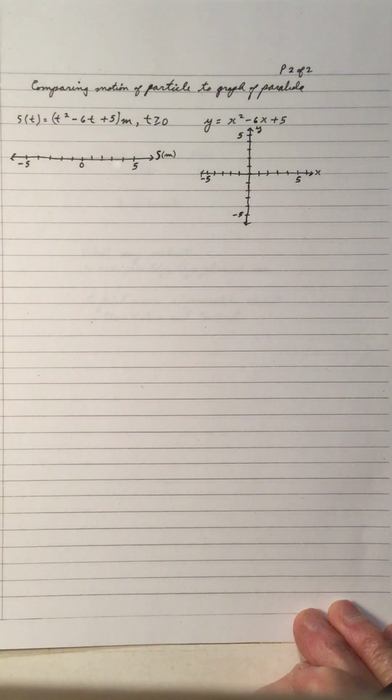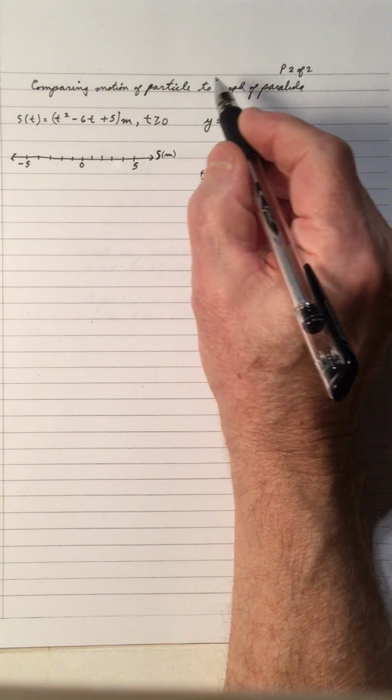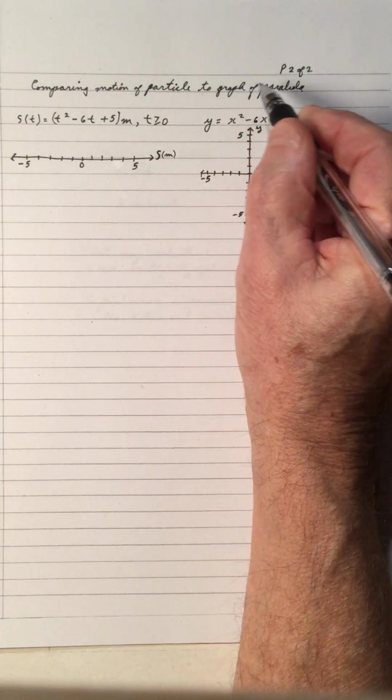Hi, welcome to my video on the motion of a particle on a line. In this video we're going to compare the motion to a parabola, comparing the motion of a particle on a straight line to the graph of a parabola.